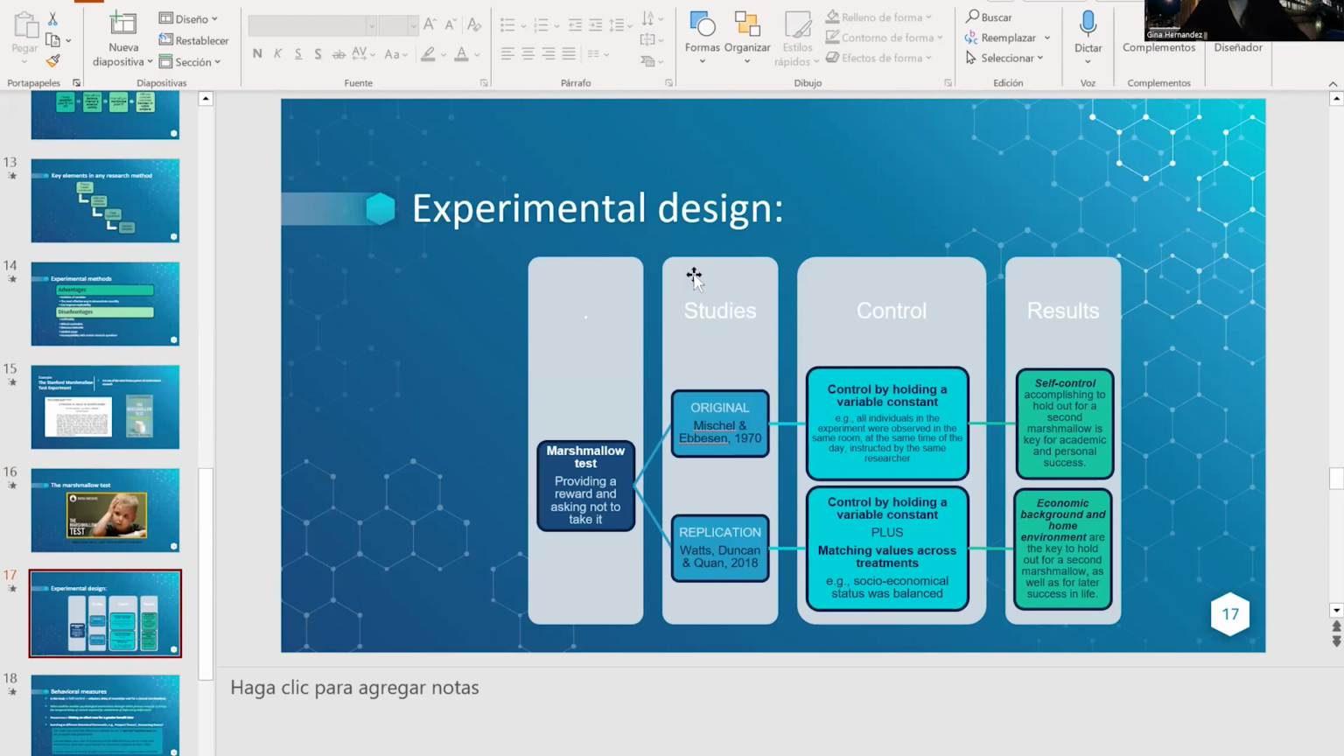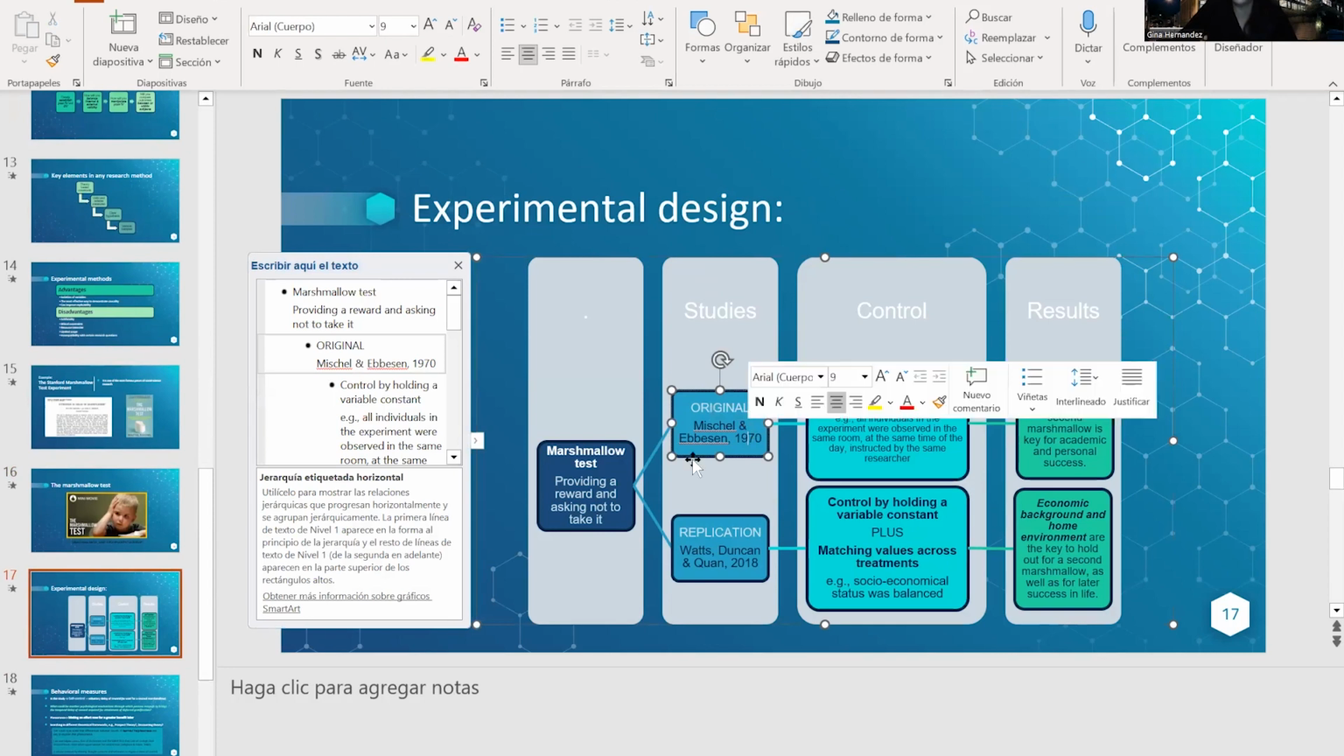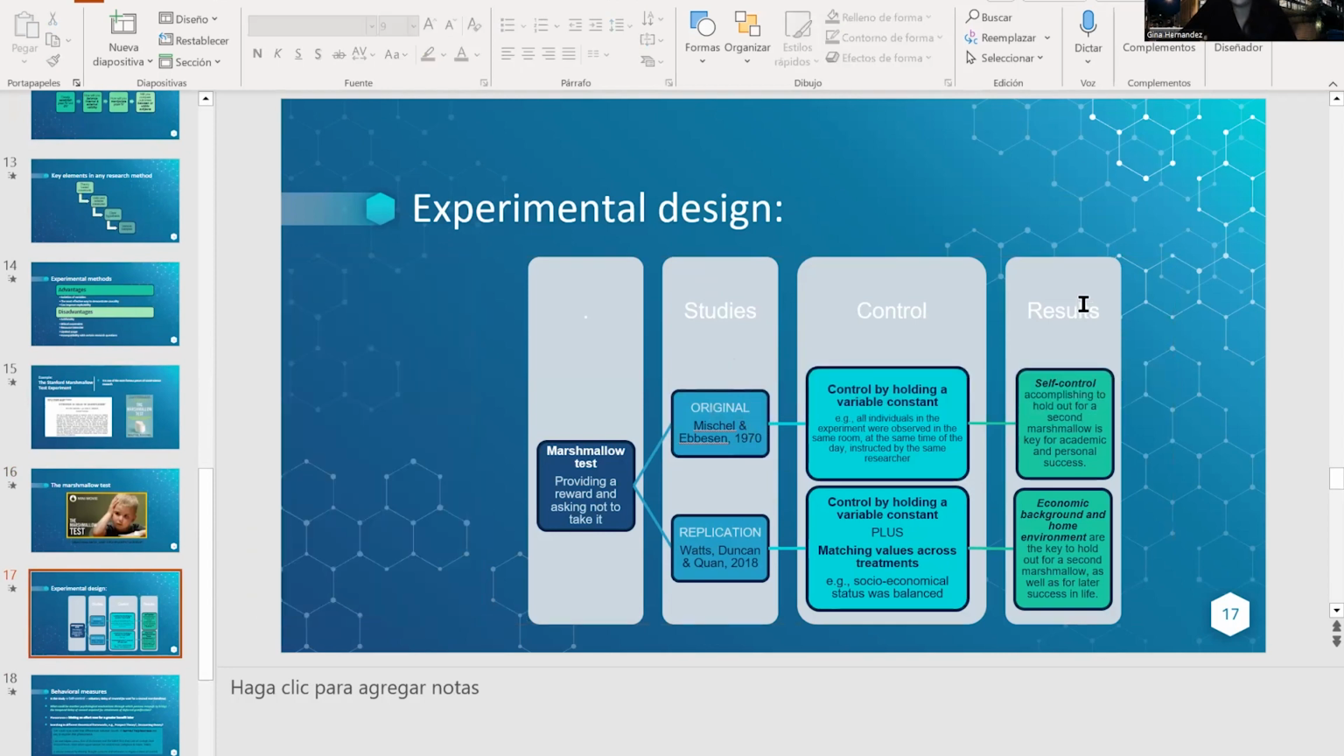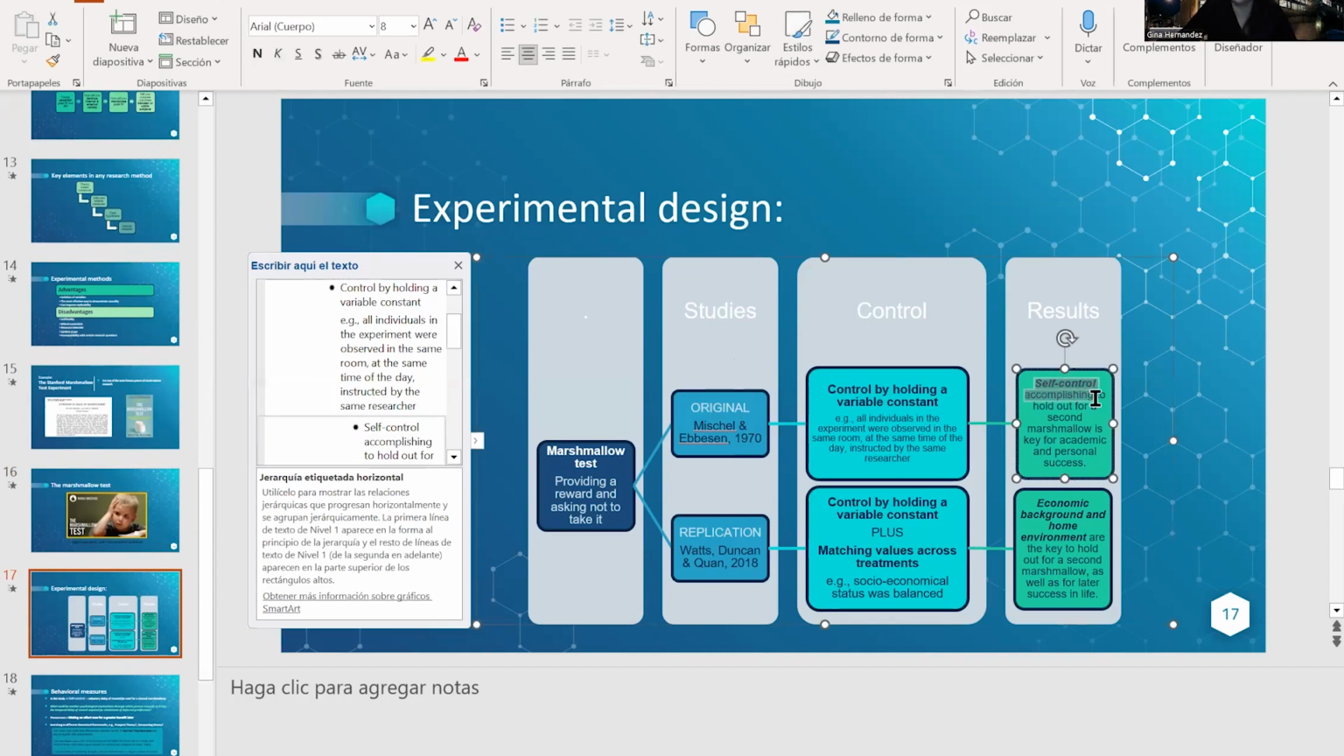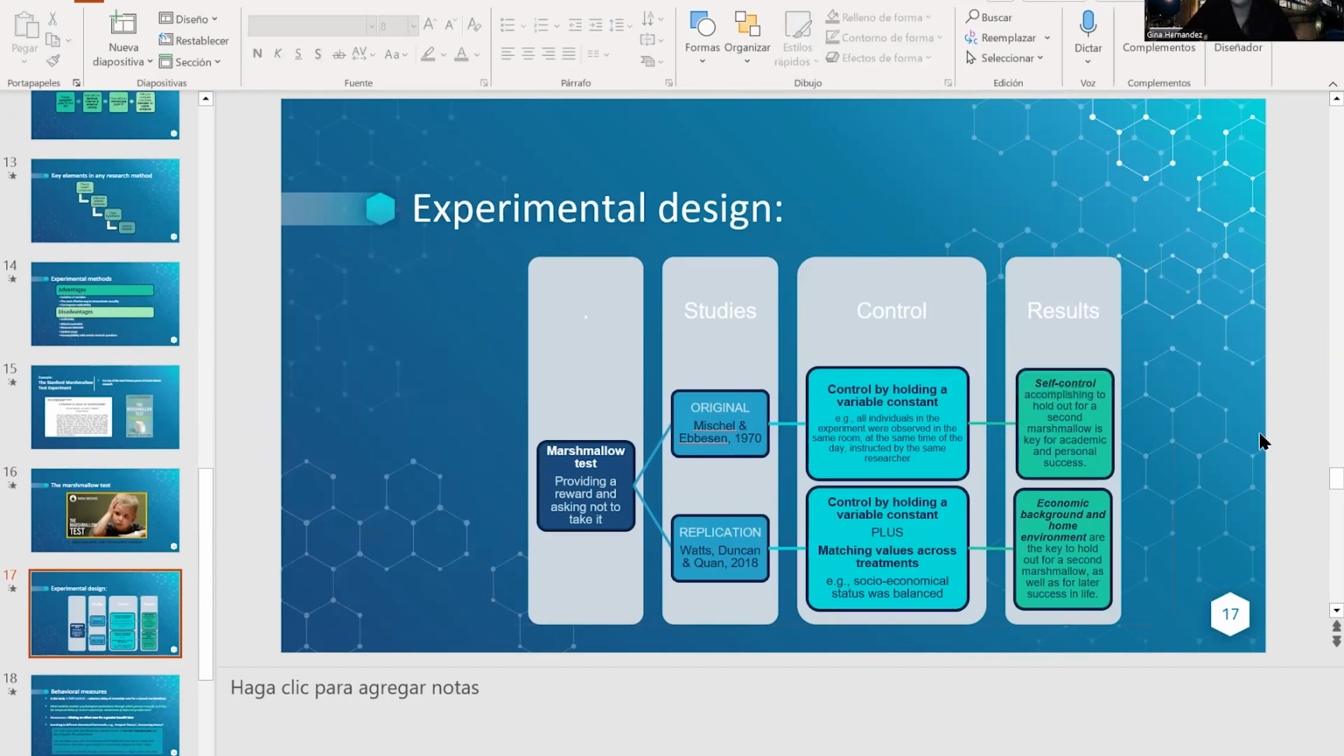The thing is that, let's take a look at the experimental design. Here you can see in the screen, we have the original published in the 70s. So their results were that self-control, accomplishing to hold out for a second marshmallow, is the key for academic and personal success in the future. This was with the second experiment that they run.